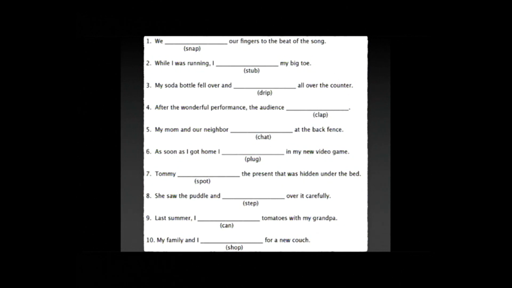Then while I was running, I dash my big toe. I stubbed my big toe. My soda bottle fell over and dripped all over the counter. Dripped all over the counter. Dripped means सारे किते छिट्टे छिट्टे पै के ओह फैल गया. After the wonderful performance, the audience dash clapped. After the wonderful performance, the audience clapped.